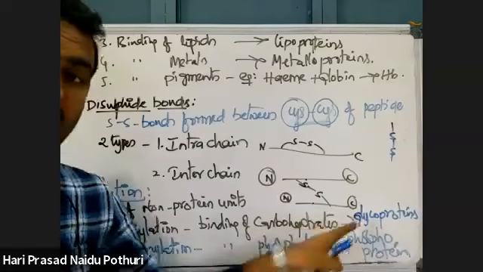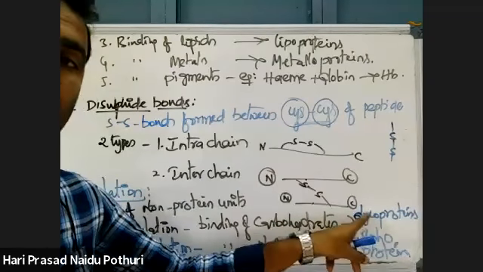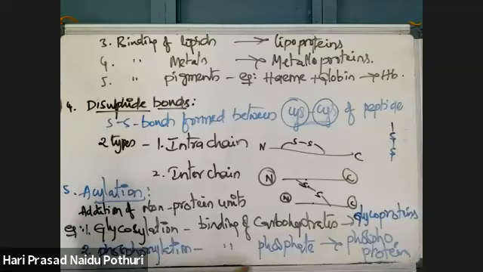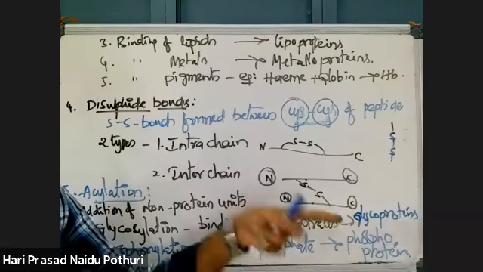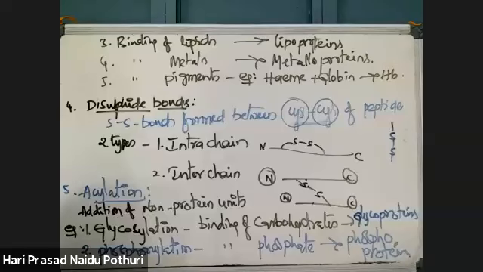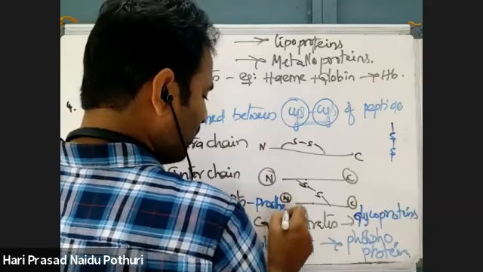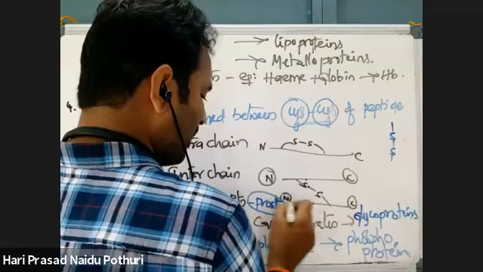Like that, to the normal protein, carbohydrate may bind, so that glycoprotein is formed. To the normal protein phosphate group may attach, so that there is formation of phosphoprotein like casein milk protein. Lipoproteins are formed upon binding of lipids. Metalloproteins are formed upon binding of metal atoms, and colored proteins are formed upon binding with colored pigments. So all these are binding of non-protein units. The non-protein unit present along with that protein is called a prosthetic group.